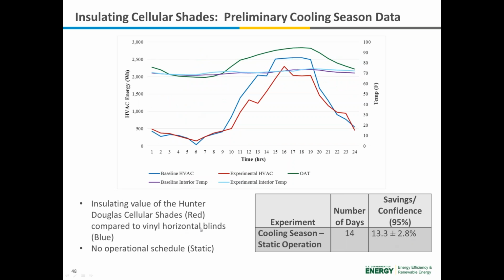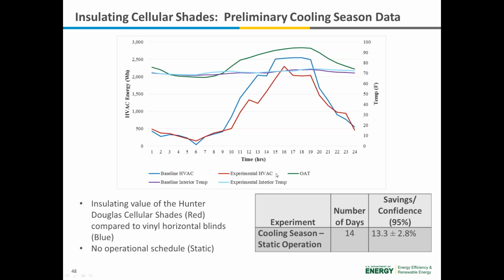The second one that we're looking at is the static operation in the cooling season. During this experiment, the baseline home, in blue, has the standard horizontal vinyl blinds completely closed for the duration of the day, and the experimental home has the Hunter Douglas honeycomb cellular blinds closed for the remainder of the day. We have outdoor air temperature, and as you can see, this is a relatively warm day in Tri-Cities, and the purple and turquoise lines are the internal temperature of each one of the lab homes.